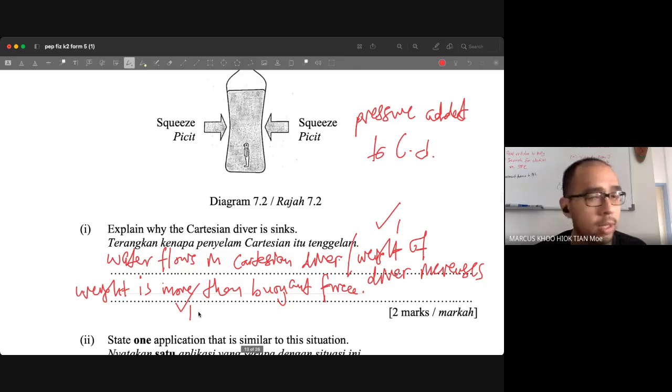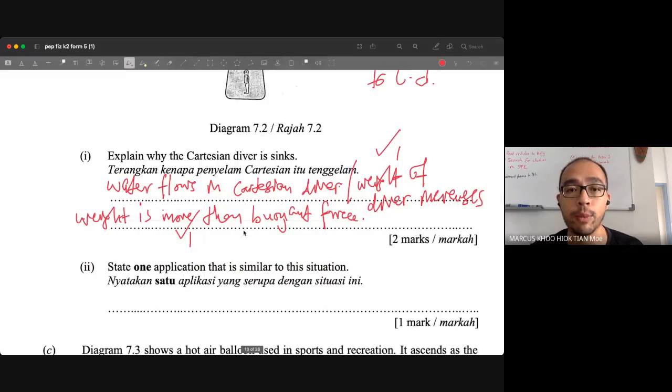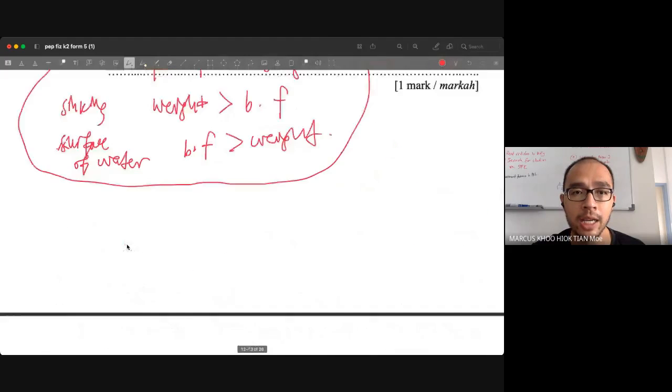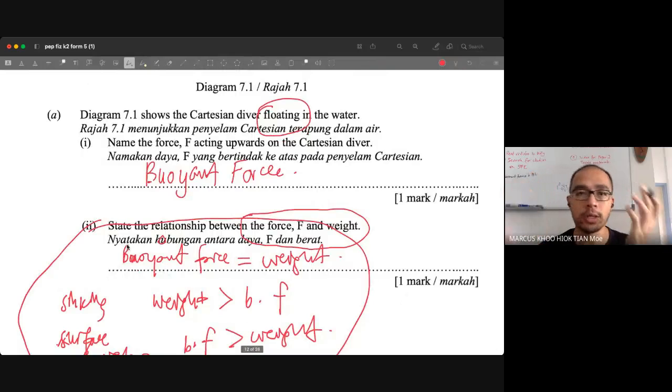Okay, ramai, quite a number of you, kamu tulis apa tau? When you squeeze this one, you add pressure into the Cartesian diver, therefore the Cartesian diver sinks sebab terlampau banyak tekanan. It seems to make sense, but unfortunately no lah, it doesn't. Kita mesti cakap dari segi weight and buoyant force. Archimedes Principle is always a relationship between weight and buoyant force. Mana satu yang menang? Buoyant force ke weight? Kalau buoyant force sama dengan weight, dia akan terapung di dalam air.